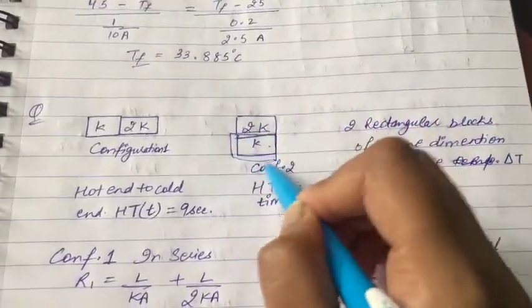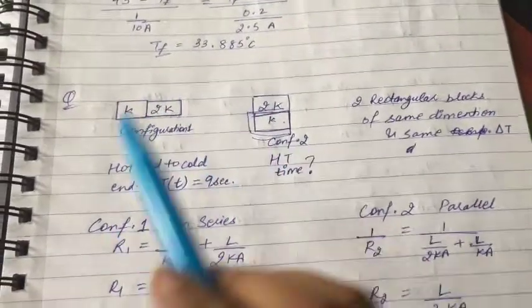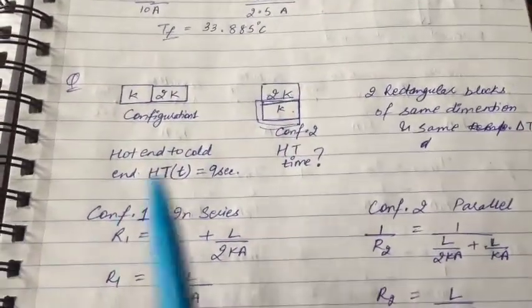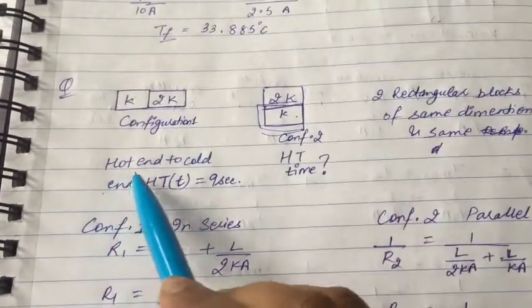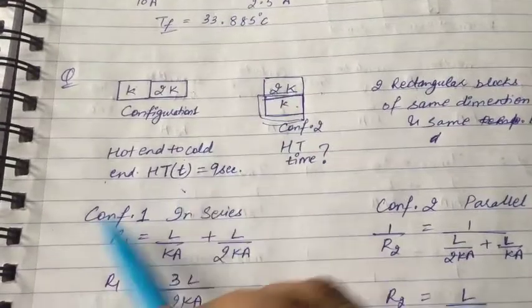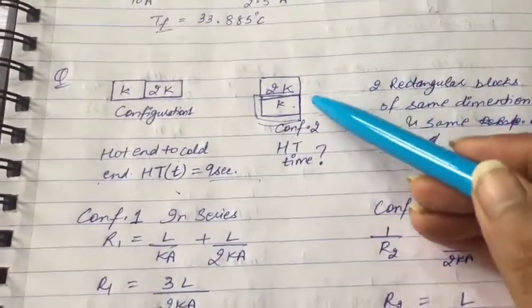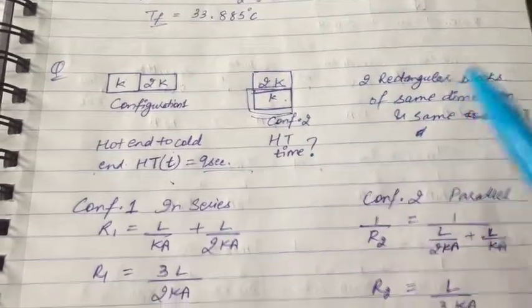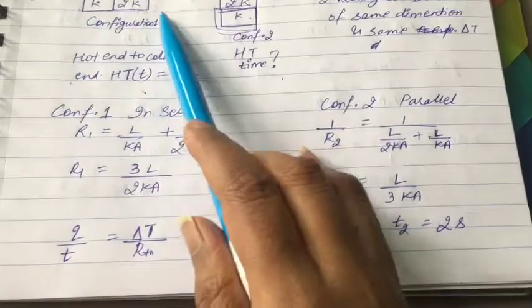These are two slabs of same dimension kept in two different configurations. So in configuration 1, for hot end to cold end heat transfer, time is given as 9 seconds. So we have to find the heat transfer time for configuration 2. This is our question. So configuration 1 is basically in series.